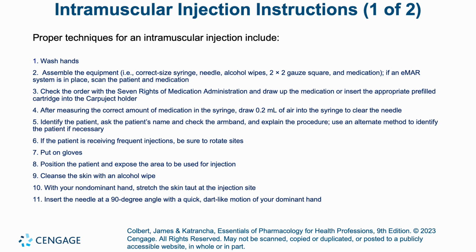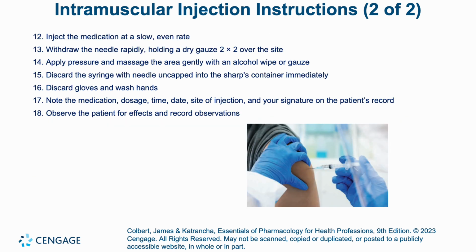We are going to put on our gloves, position the patient, clean the skin. With the non-dominant hand, stretch the skin taut at the injection site. Insert the needle at a 90-degree angle with a quick dart-like motion of your dominant hand. We will then inject the medication at a slow, even rate, withdrawing the needle rapidly after, holding a dry 2x2 gauze over the site. With these, we actually apply pressure and then massage the area gently with an alcohol wipe or gauze. This helps the medication to absorb.